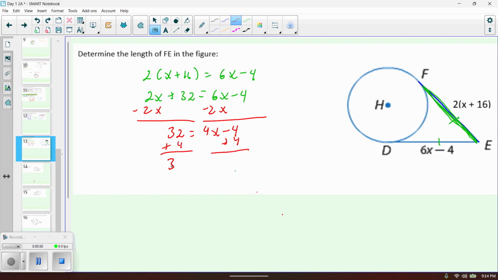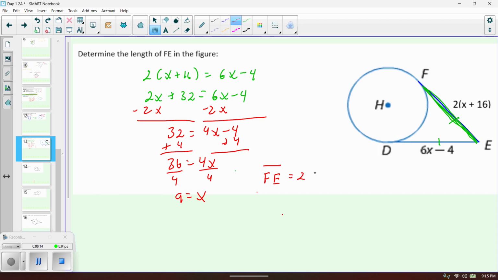So that'll give us 36 equals 4x. Dividing both sides by 4, we get that x is equal to 9. And again, what they want us to find is the actual dimension or the measure of FE. Again, technically you could use either one, but I'm going to use the one that they asked for.